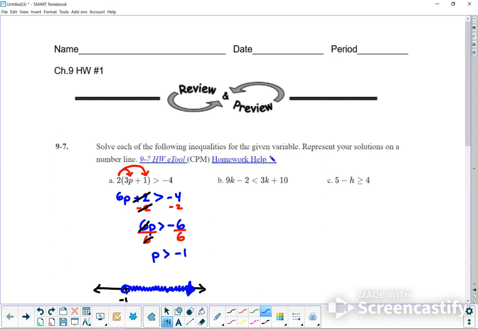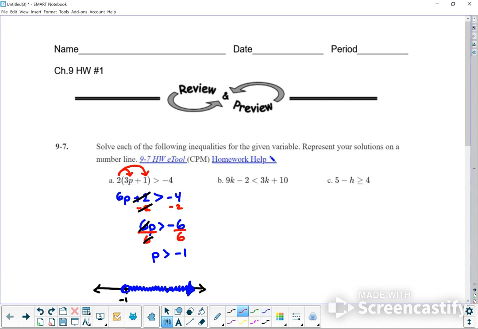Okay, if your variable is on the left hand side, you can also follow this arrow, semi-arrow. See that right there? See what I'm drawing? It makes an arrow and it says to shade to the right. Okay, so that's number 7a. Let's go ahead and do b.